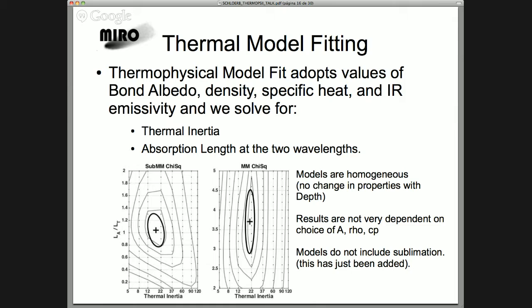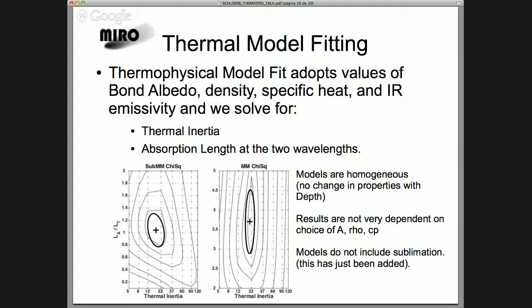So we adopt a value for bond albedo and density and specific heat and infrared emissivity, and then we use the thermal model to solve for the best fitting thermal inertia and the best fitting absorption length at the two wavelengths. So that's two parameters, so we can draw up the chi-squared as a surface, and find the minimum. And so here is the submillimeter chi-squared surface and the millimeter wave channel chi-squared surface. And you can see that we have a well-defined minimum here. Interestingly enough, the thermal inertia comes out to be approximately the same at the two wavelengths, which are being fit independently of each other.